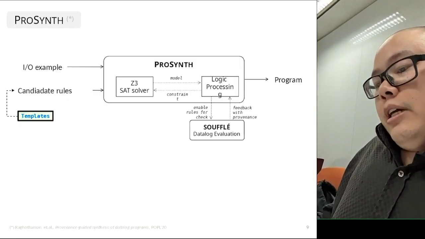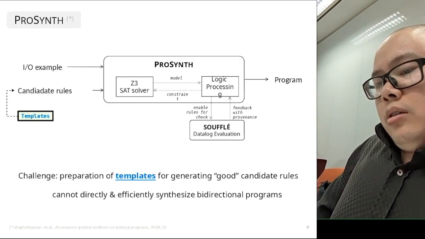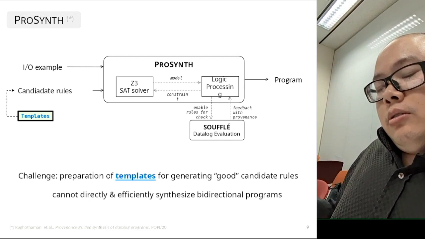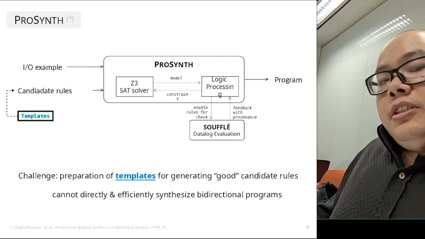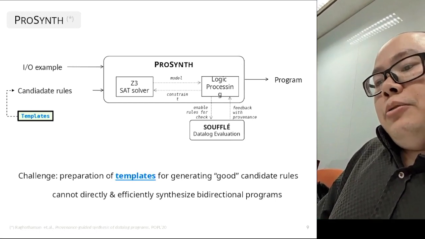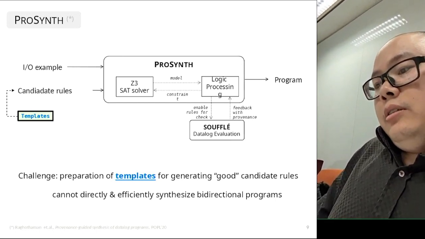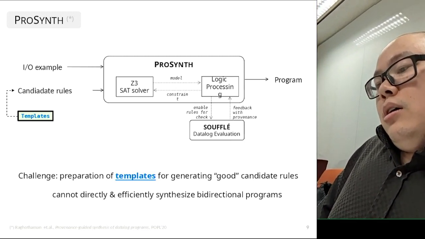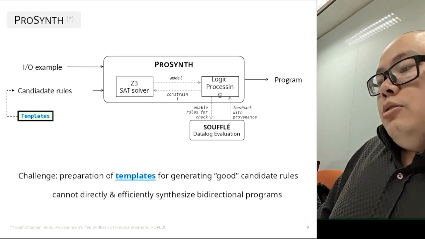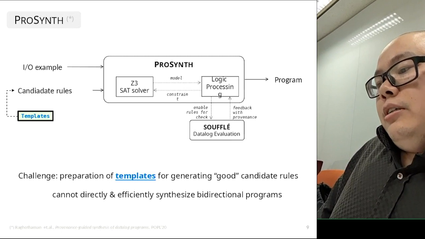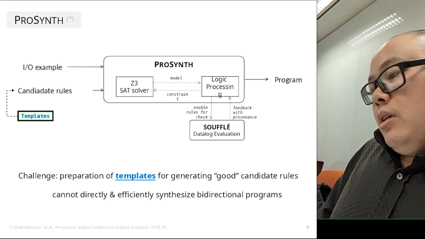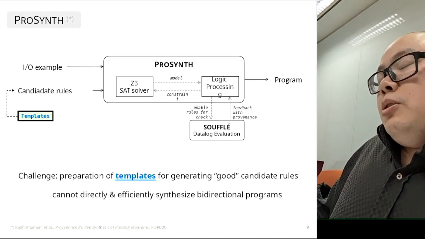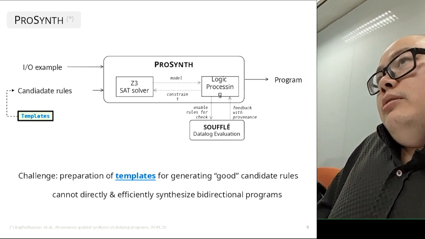Next slide, slide 9, I show you the idea of ProSynth and a challenge in using it. First, we need some predefined templates to generate the candidate rules for ProSynth. And second, inside ProSynth there are two blocks, an instruction for Z3 and a logic processing block. The logic processing maintains a synthesis constraint. They ask Z3 for the verification problem, and Z3 models the problem with some values of true and false, corresponding to a rule being selected or not selected.